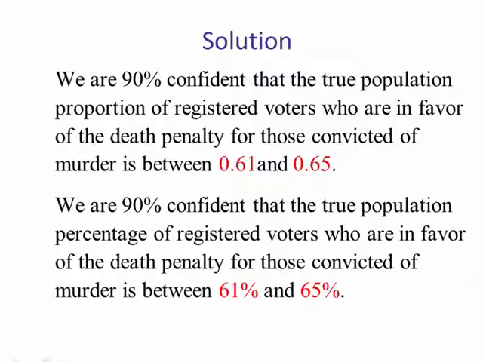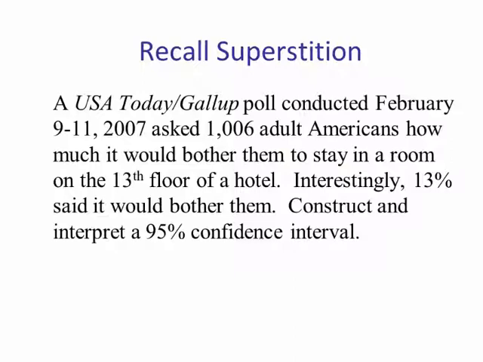Let's look at another example. If you recall the Superstition example from the last video. A USA Today Gallup poll conducted in February 9th through the 11th, 2007 asked 1,006 adult Americans how much would it bother them to stay in a room on the 13th floor of a hotel. Interestingly, 13% said it would bother them. Construct and interpret a 95% confidence interval.